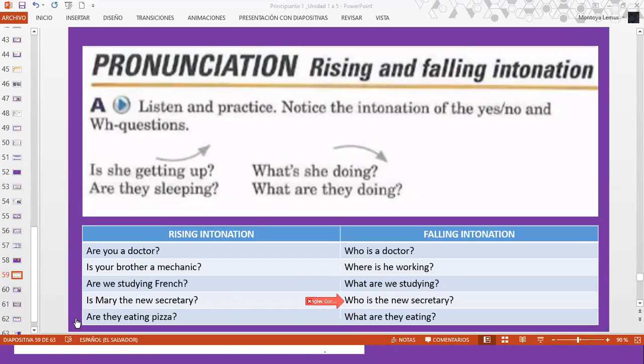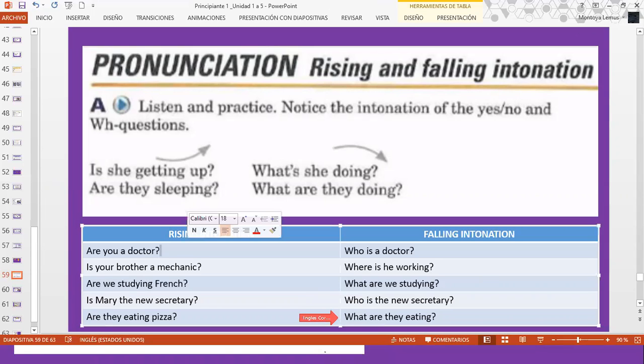Are they eating pizza? Are they eating pizza? What are they eating? Remember, these are yes, no questions, because the answer is yes or no. Are you a doctor? Yes, I am. Or no, I'm not.